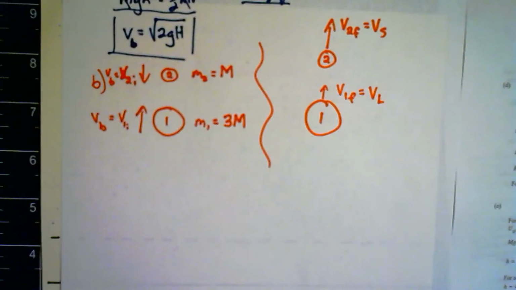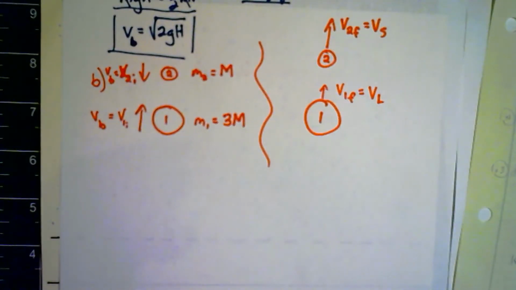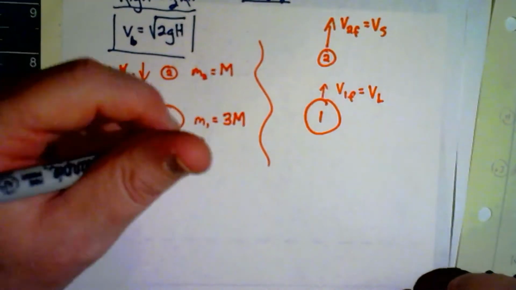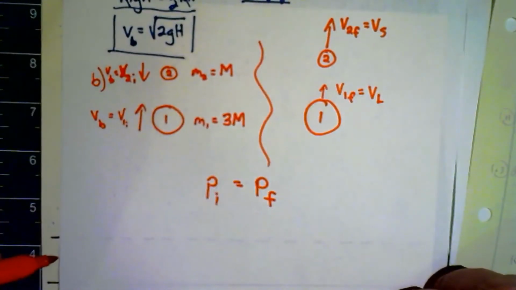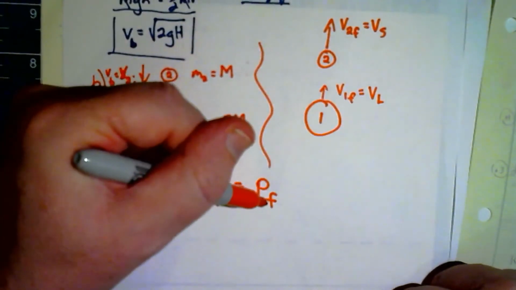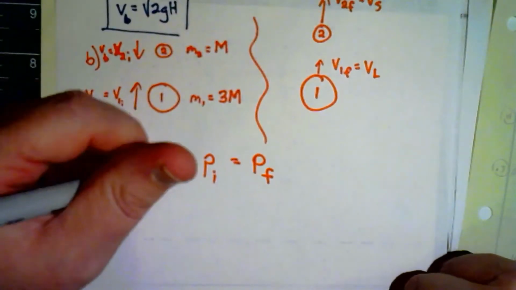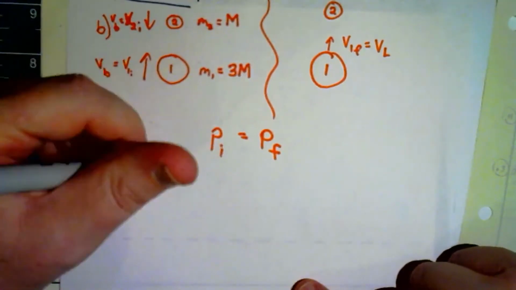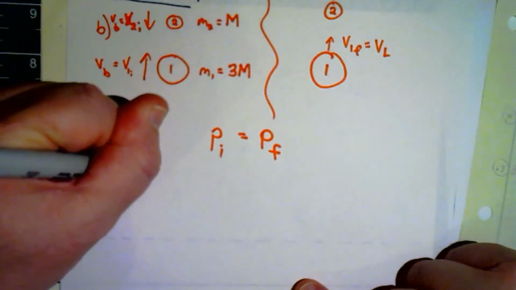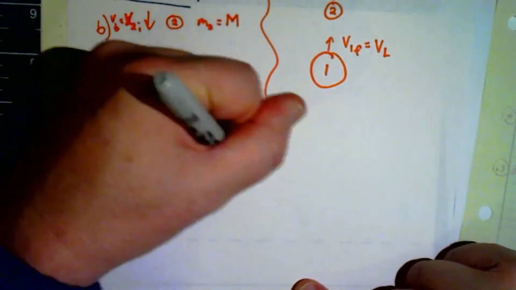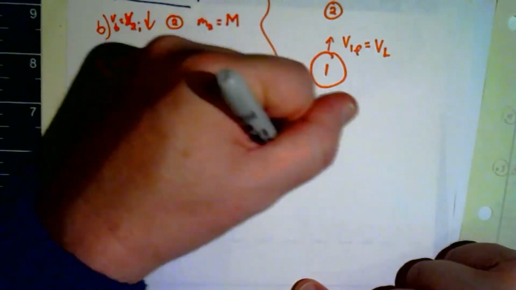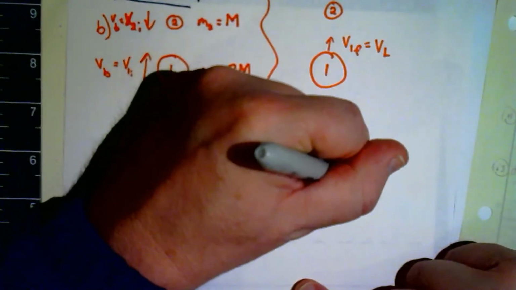So now when we want to derive an equation that relates VB, VS, and VL, I can do that using conservation of momentum. So I'll say that P initial, the initial momentum of the system, will equal the final momentum of the system for these two things. Let's just set this up real methodically. So I'll have M1 times V1 initial plus M2 times V2 initial equals M1 V1 final plus M2 V2 final.